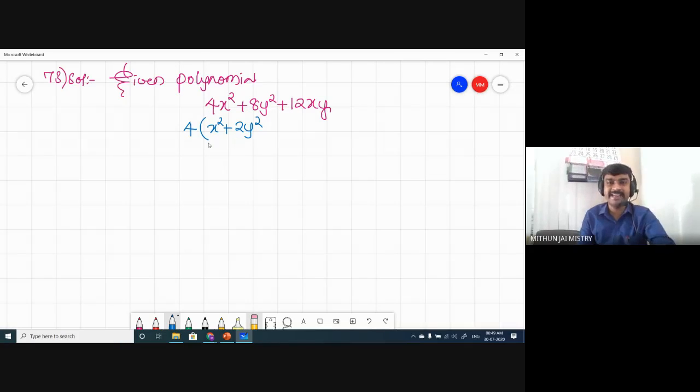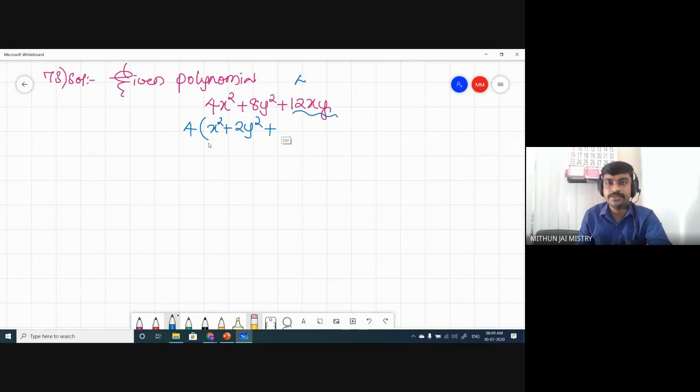Again, it should be multiplied actually. So plus, now 12xy means what? 12xy means 4 into 3, 12, into x into y. Now, who is going outside? 4 is going outside. It had already been outside waiting. So what is left? 3xy is left here. So we can write here 3xy.